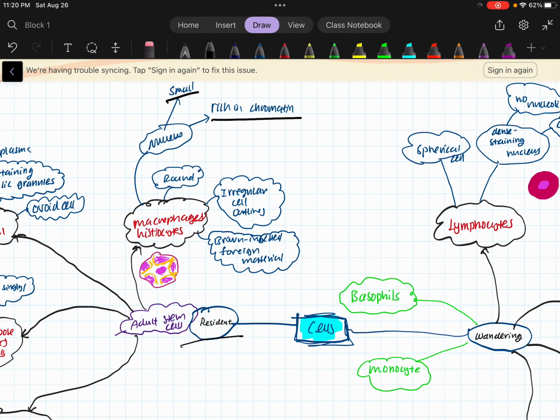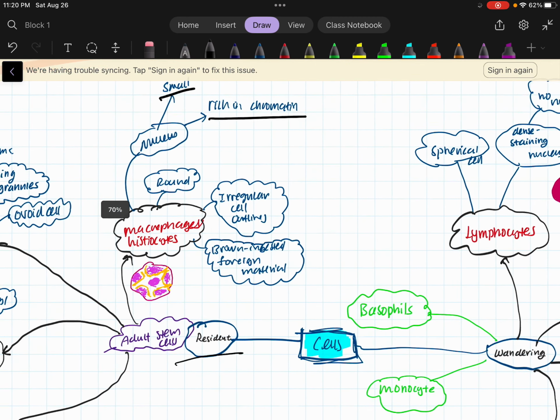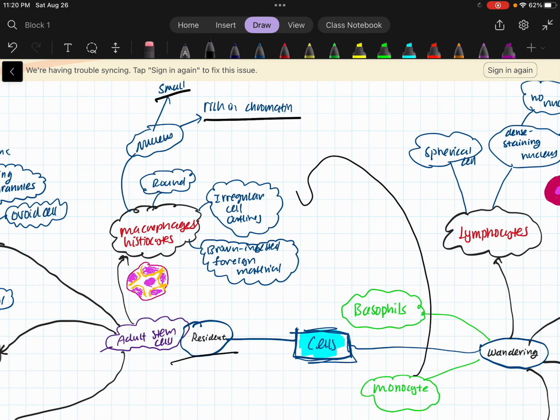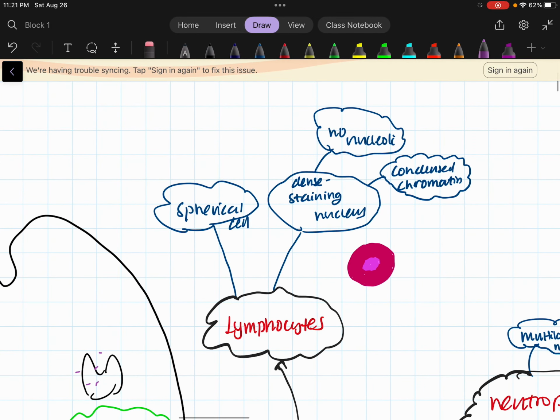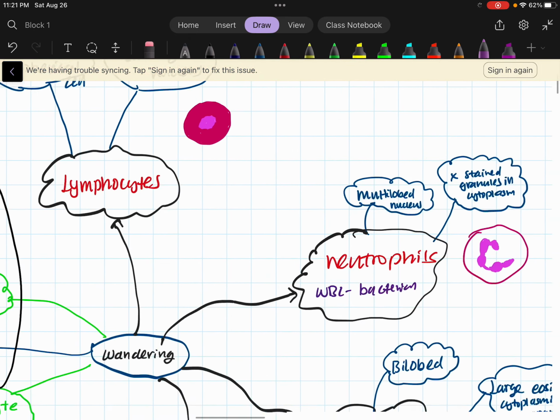Okay, and when we talk about wandering cells, you have to know that the monocytes differentiate or develop into these macrophages. Next, wandering cells would be the basophil. It's bilobed, and it has these purple cytoplasmic granules. Next up would be the lymphocytes, which secrete antibodies. It's a spherical cell, and it has a dense staining nucleus. These lymphocytes have no nucleoli, and they also have condensed chromatin.